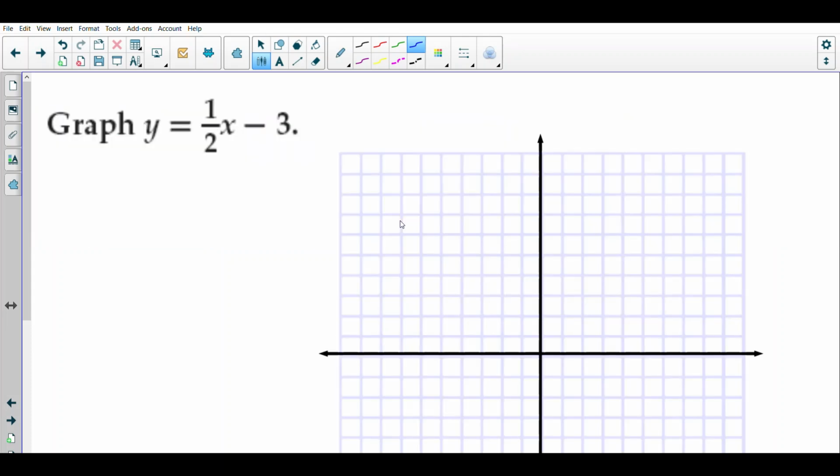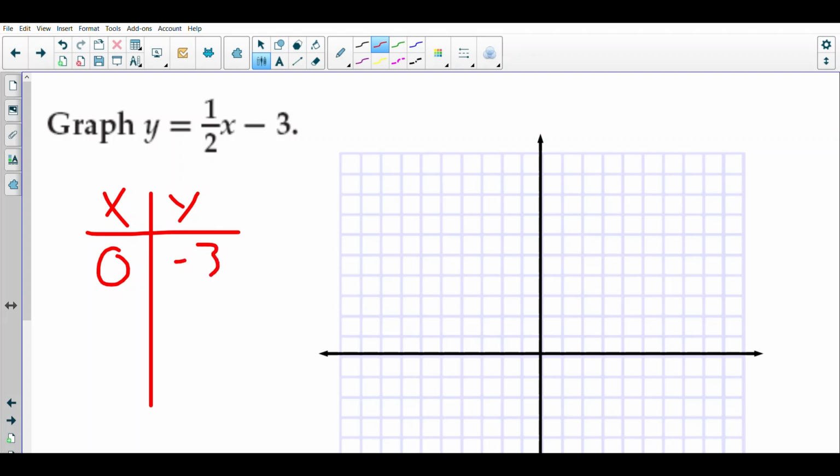So here we want to graph y equals 1/2 x minus 3. The best method to go about this is just to create a t-box, or t-chart. So we have our x and we have our y. We're just going to start with the very easy one, 0. If we plug in 0 for x and solve, we get 1/2 times 0 minus 3, and that just gives us -3.